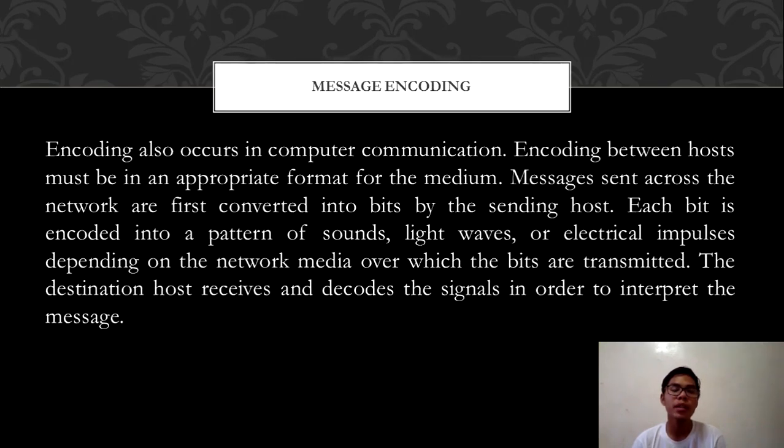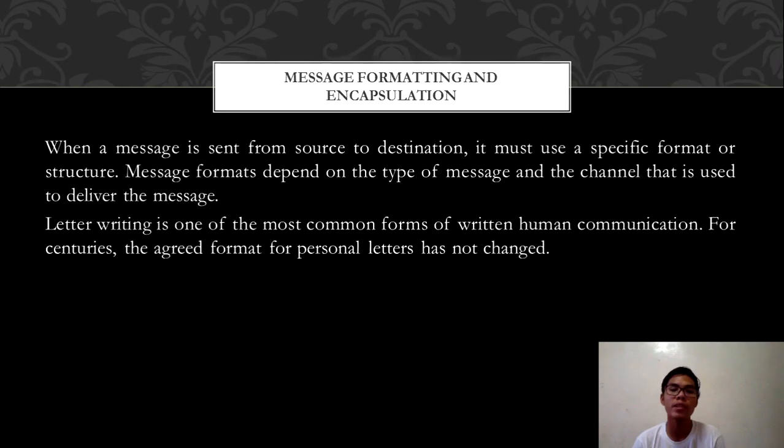Message encoding. Encoding also occurs in computer communication. Encoding between hosts must be in the appropriate format for the medium. Messages sent across the network are first converted into bits by the sending host. Each bit is encoded into a pattern of sounds, light waves, or electrical impulses depending on the network medium over which the bits are transmitted. The destination host receives and decodes the signals in order to interpret the message.